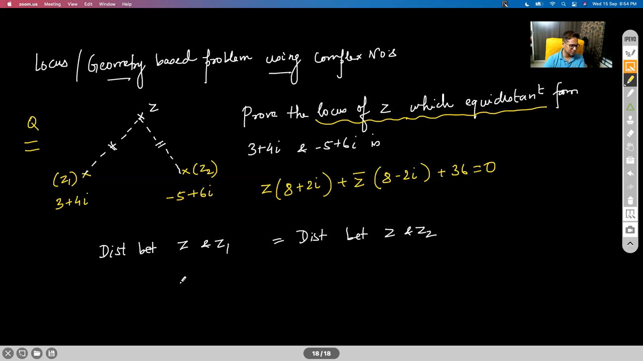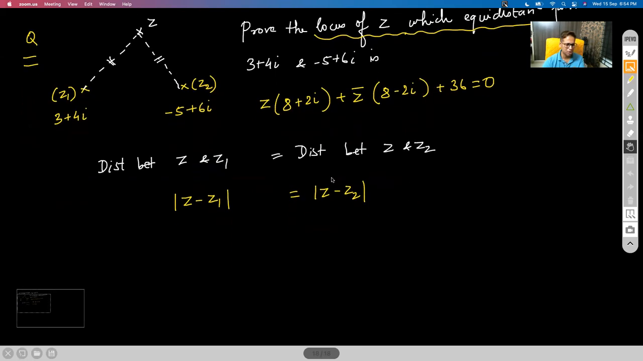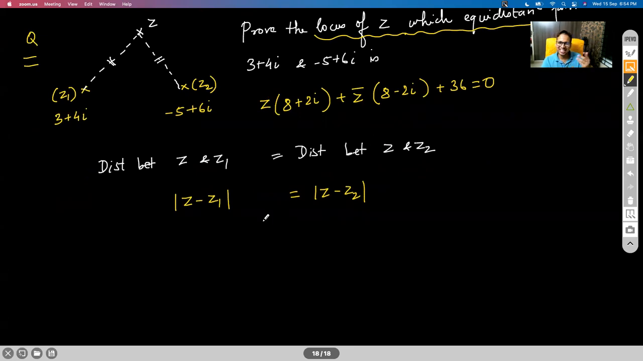Beautiful, Setu. Absolutely. So Setu has said, can I say this is equal to this? Do you all agree with him? Absolutely right. Correct. And of course, order doesn't matter. You have written Z1 minus Z and Z2 minus Z, both are the same thing. Okay. Now, ideally speaking, this is my locus equation. Correct? Ideally speaking, my question is over here only.